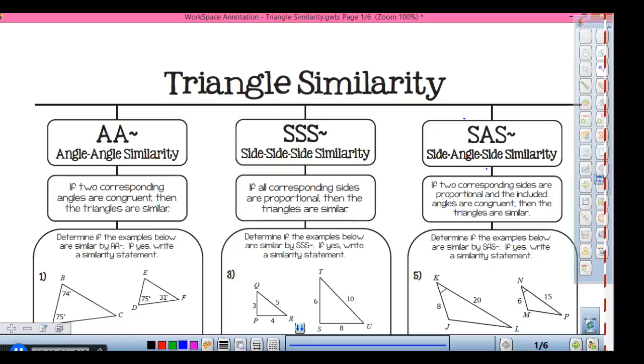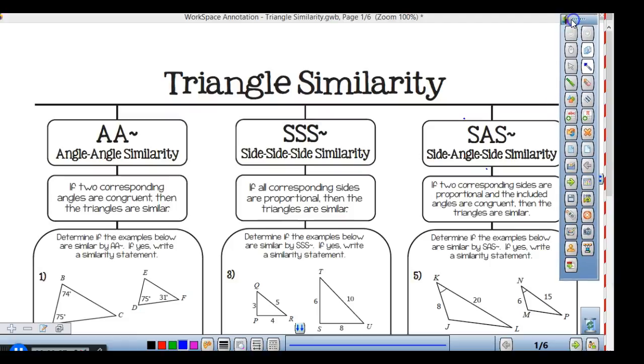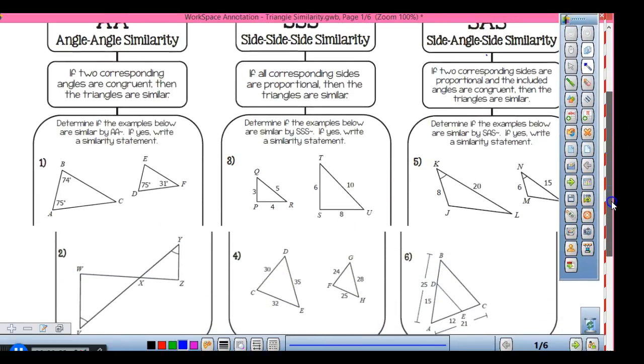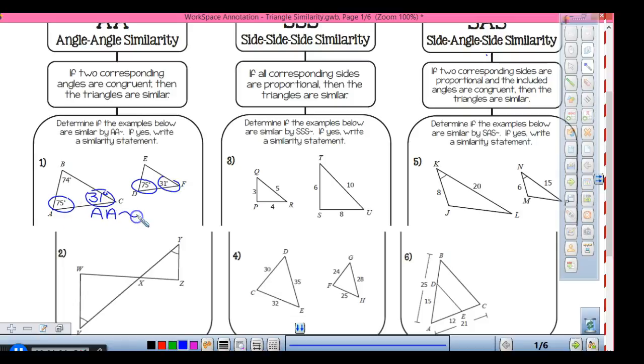So, if we look at number 1 of the angle-angle, okay, we've got to figure out that 3rd angle. So, how many degrees does the triangle add up to? 180. So, this angle is going to be 31. Okay, so now do I have 2 angles that are congruent? Yes. So these are congruent by angle-angle similarity.